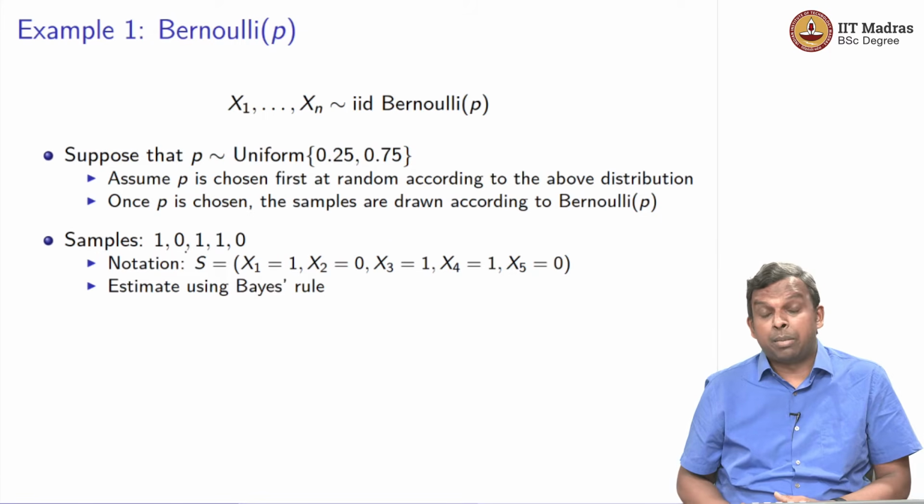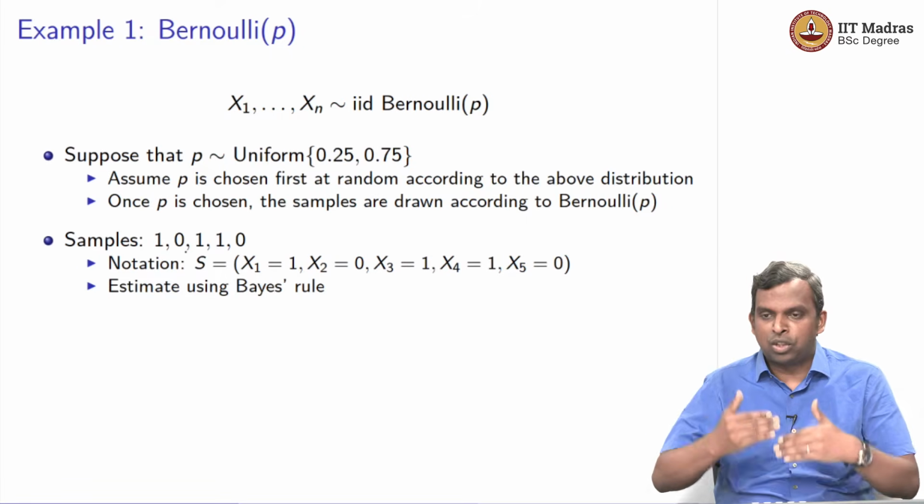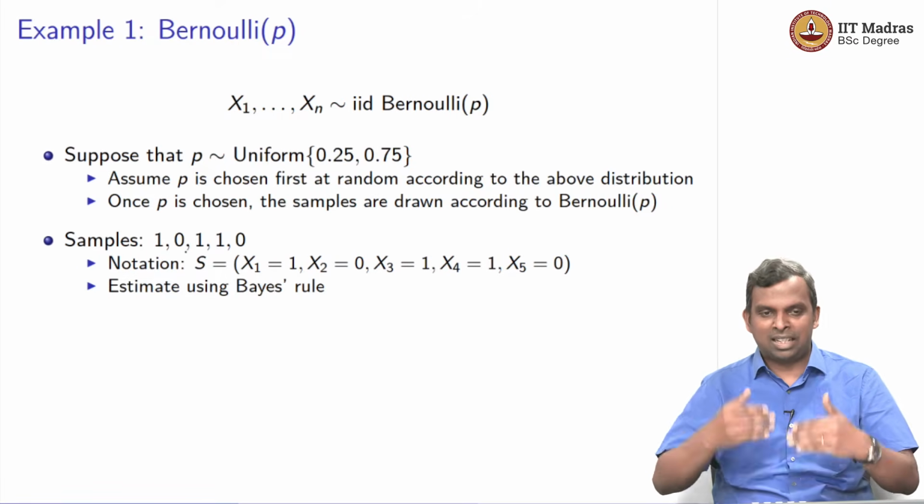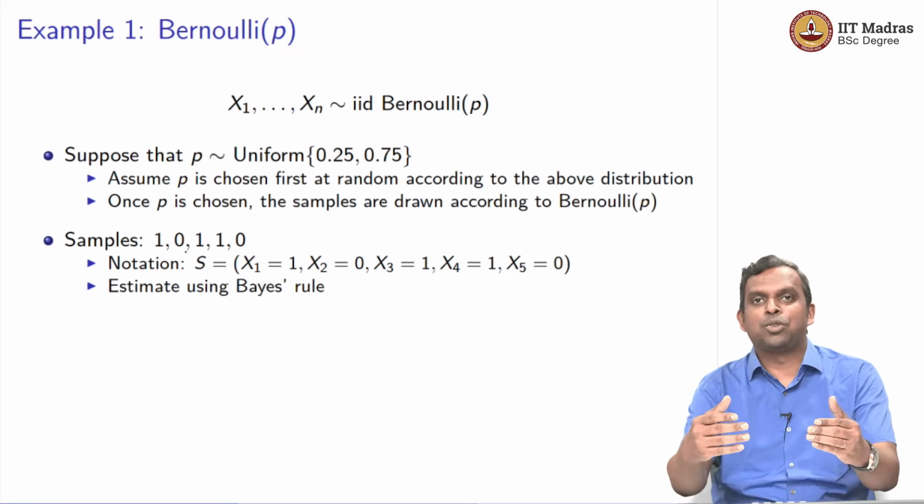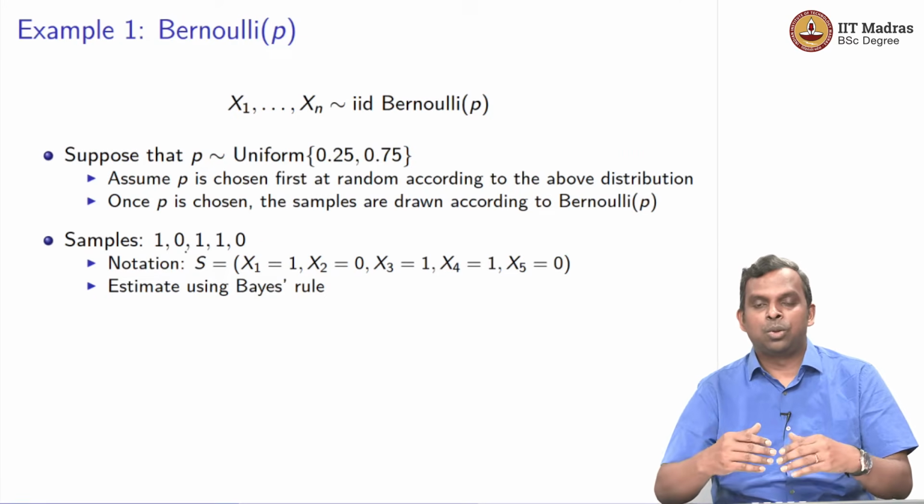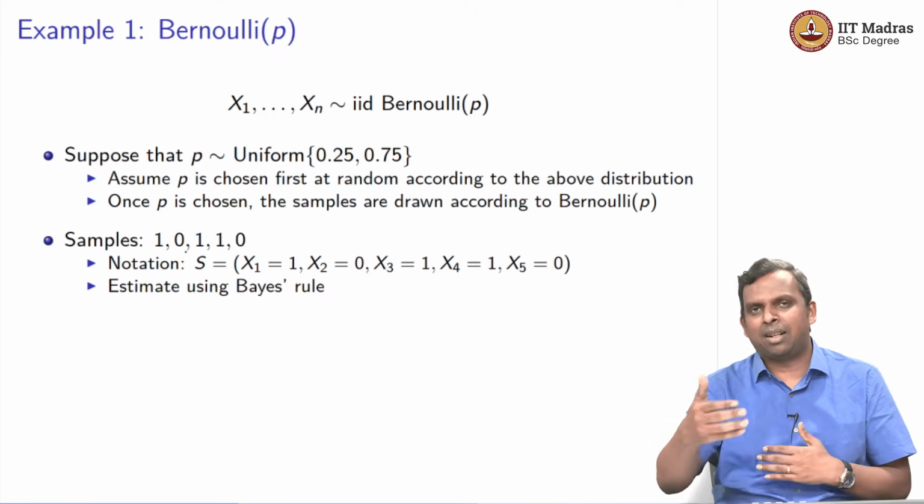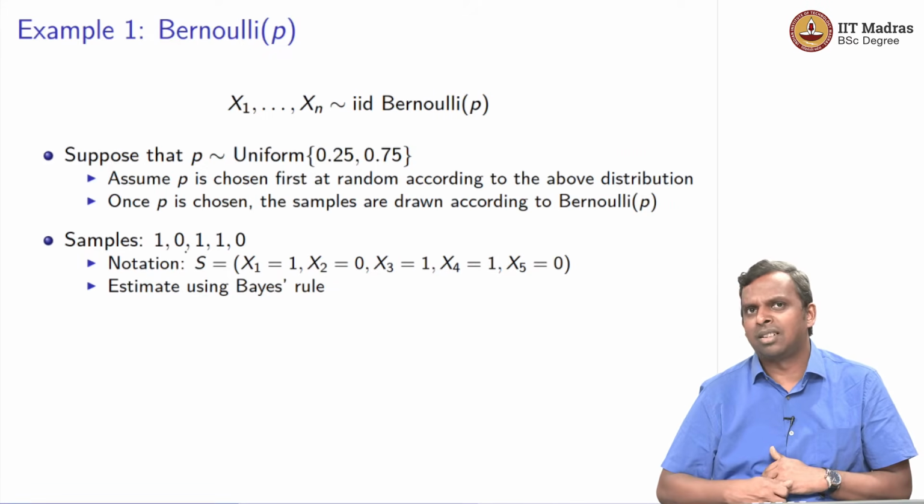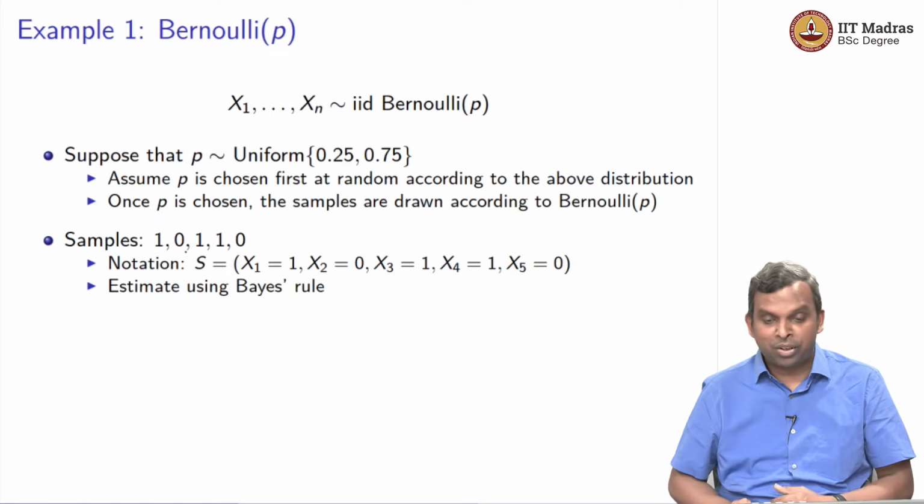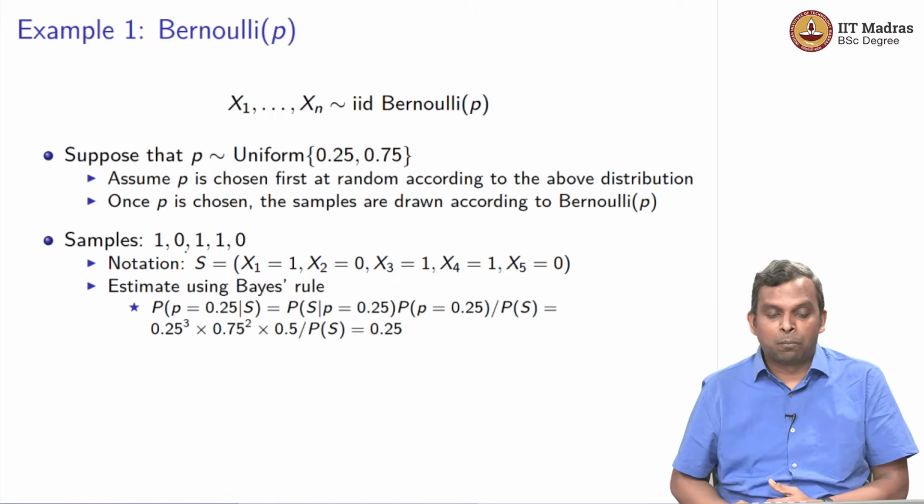And we will estimate using Bayes rule. We have this 2-stage probabilistic experiment. In the first stage you pick a coin, in the next stage you toss the coin repeatedly. So you observe the tosses and then you ask what happened in the first stage. It's a very typical Bayes rule application. You've done so many problems of it. We'll do the same thing here as well.